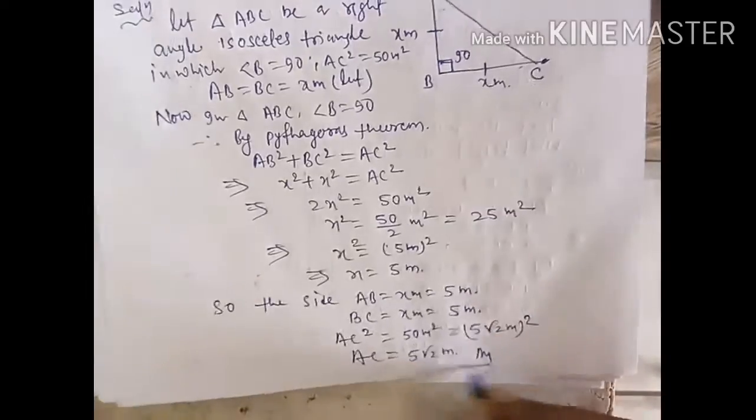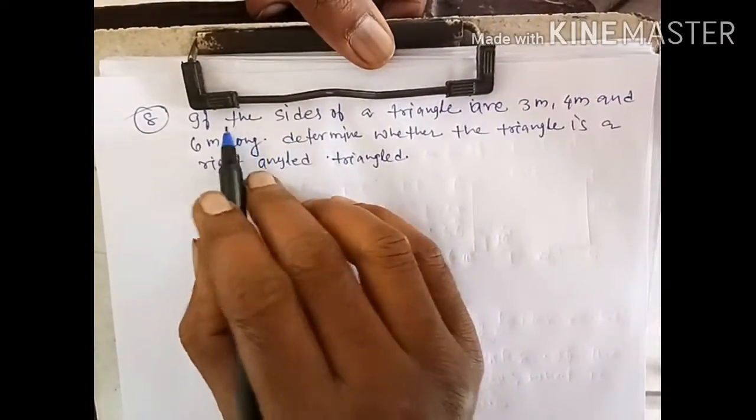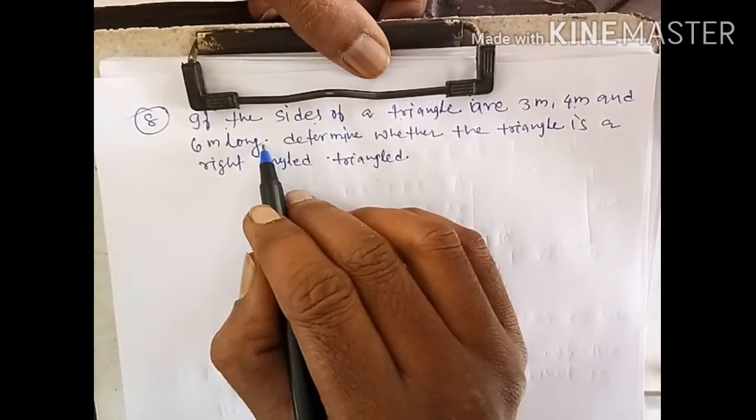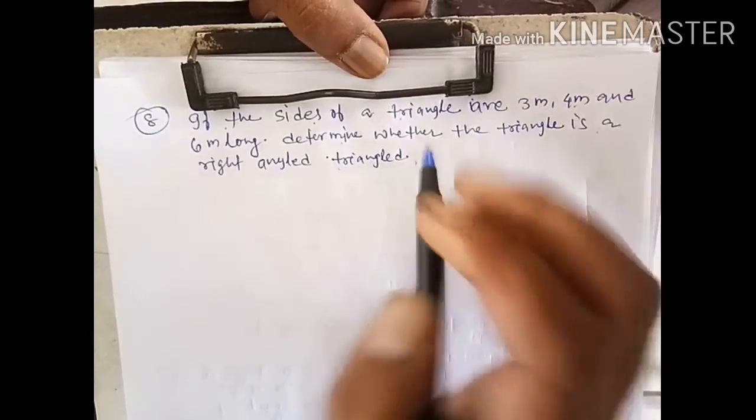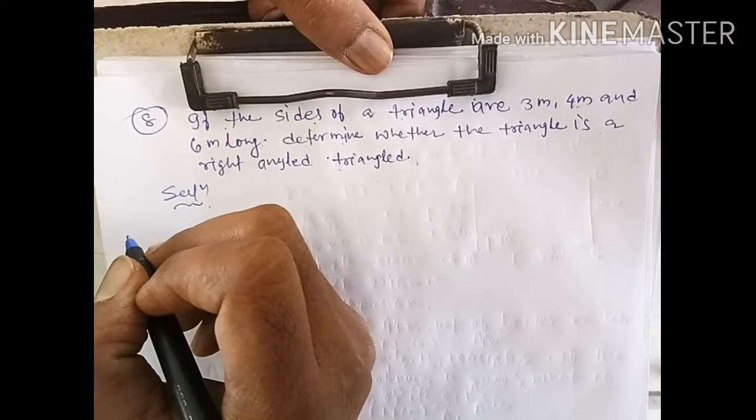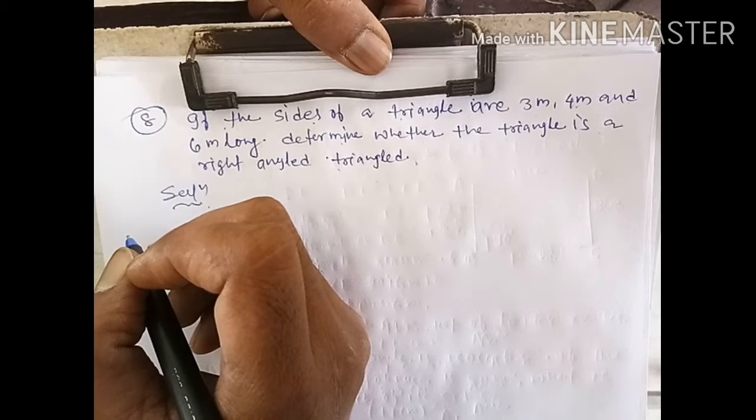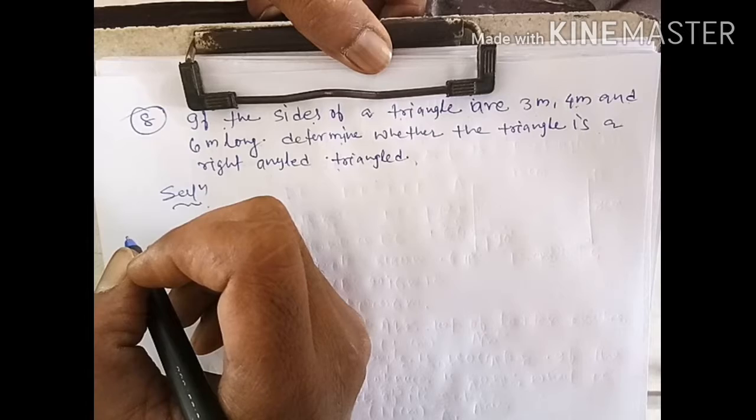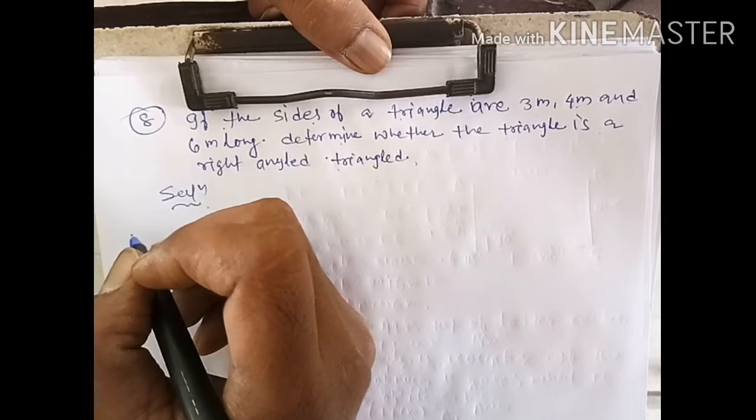This is the answer. In question number 8, if the sides of a triangle are 3 meter, 4 meter and 6 meter long, determine whether the triangle is a right angle triangle or not. Solution. You know the converse of Pythagoras theorem: if the sum of the squares of two sides of a triangle is equal to the square of the third side, then the triangle is right angle, otherwise not.